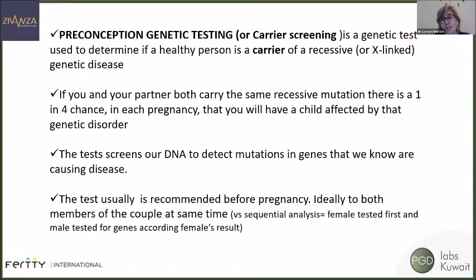So the ideal is to test both at the same time, because the test usually gives you what we call a matching report. That is, you have a report of all the variants or mutations detected in the male, all the mutations detected in the female, and then they make a matching report saying the specific risks for this couple. Because as I told you, for a recessive disorder, both members of the couple need to share mutations in the same gene to be at risk of having an affected child.